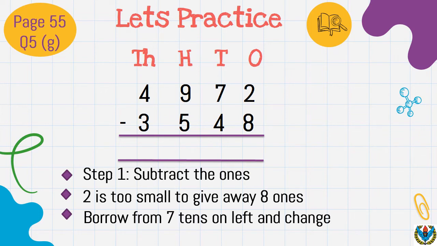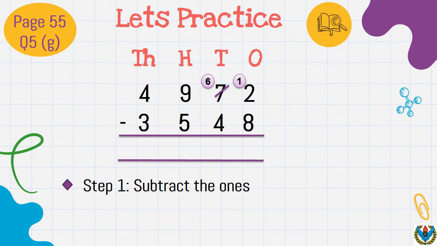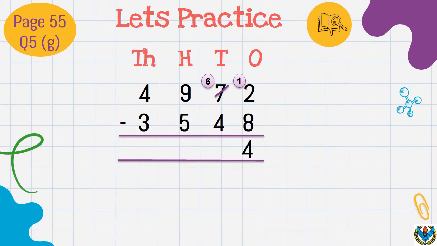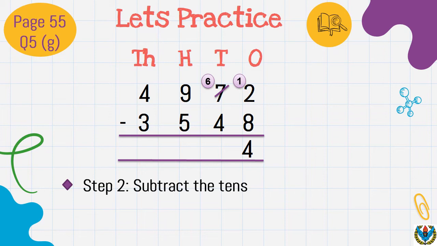So we borrow from 7 tens on the left and change. When we do this, 2 in the ones column becomes 12 ones and 7 tens become 6 tens. Now we can easily subtract the ones. 12 ones minus 8 ones gives us 4 ones. For the second step, we have to subtract the tens. In this column, you can see that the top number is bigger than the bottom number. So we can easily subtract it. 6 tens minus 4 tens gives us 2 tens.